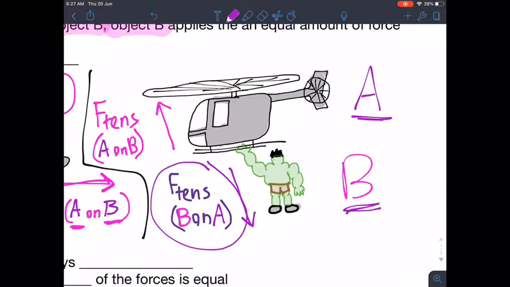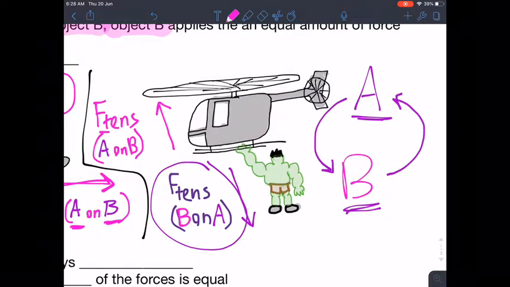Now here's the thing these movies forget. This is a force pair. So if the Hulk pulls the helicopter, the helicopter has to pull on the Hulk. And the helicopter is going to pull with the same type of force, a tension, in the opposite direction, and it's going to be the exact same amount of force. So unless there's something holding the Hulk down, the helicopter's still going to fly away, just with the Hulk holding on.